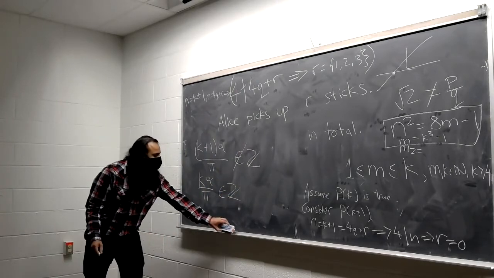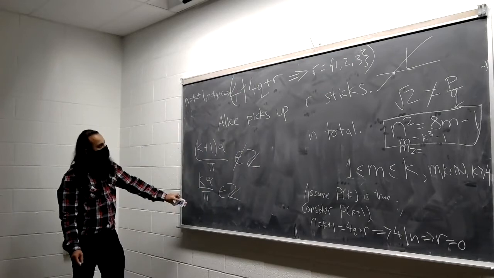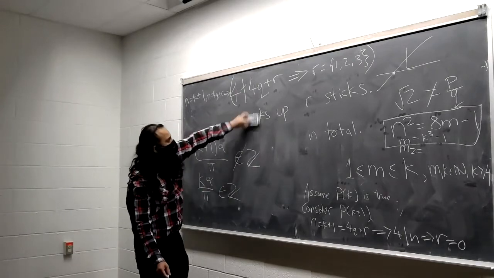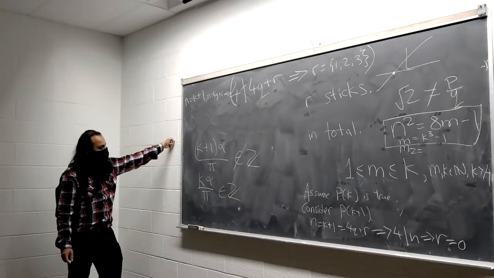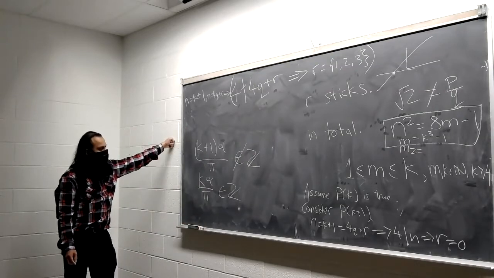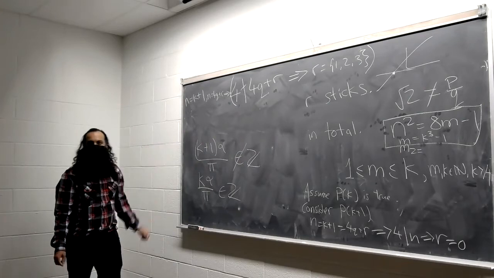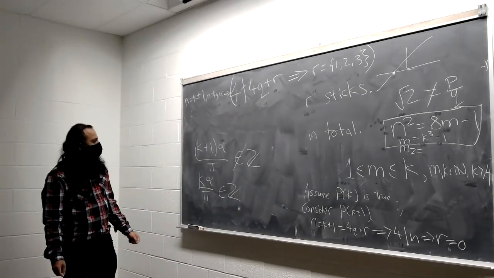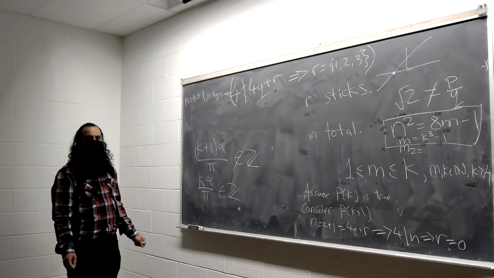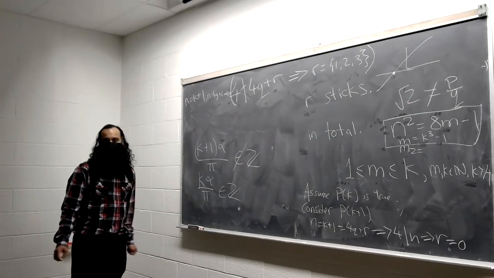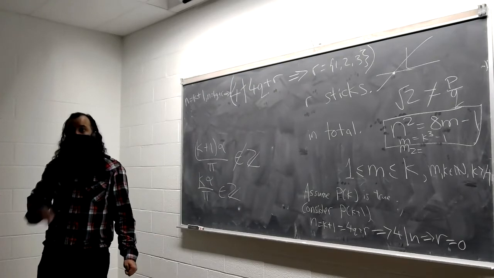So I guess expand the k plus 1 term, right? Yeah. I can write that down as k alpha over pi plus alpha over pi. And then we know k alpha over pi is an integer, but alpha over pi is not necessarily an integer, right?